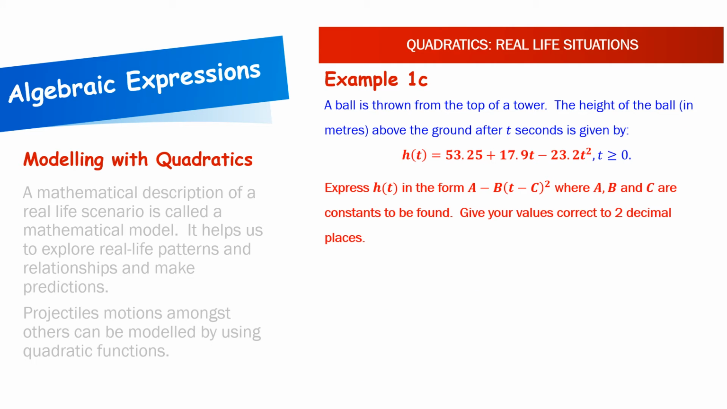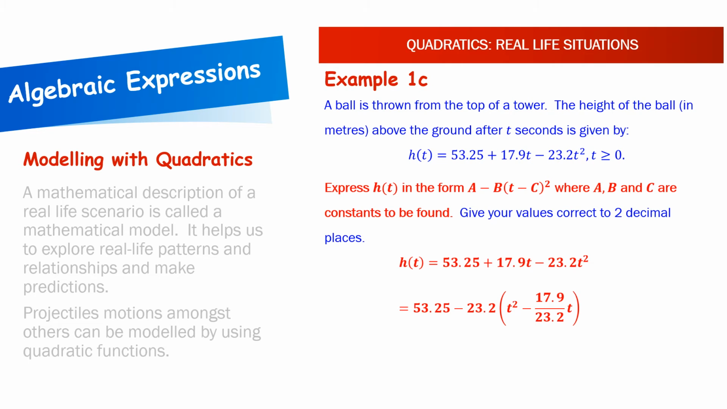Now consider example 1c. Express the equation h of t in the form a minus b times t minus c all squared, where a, b and c are constants to be found. Give your values correct to 2 decimal places. Now h of t can be rewritten as shown. So we've isolated the 53.25 minus and then put 23.2 and the rest of the equation in brackets.